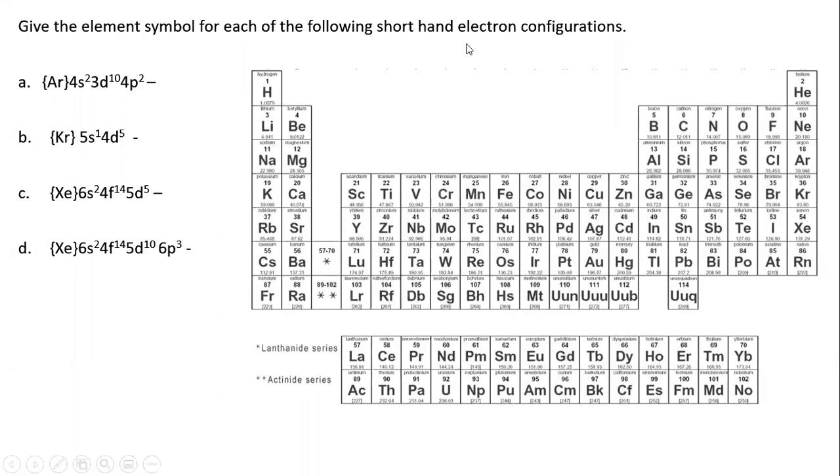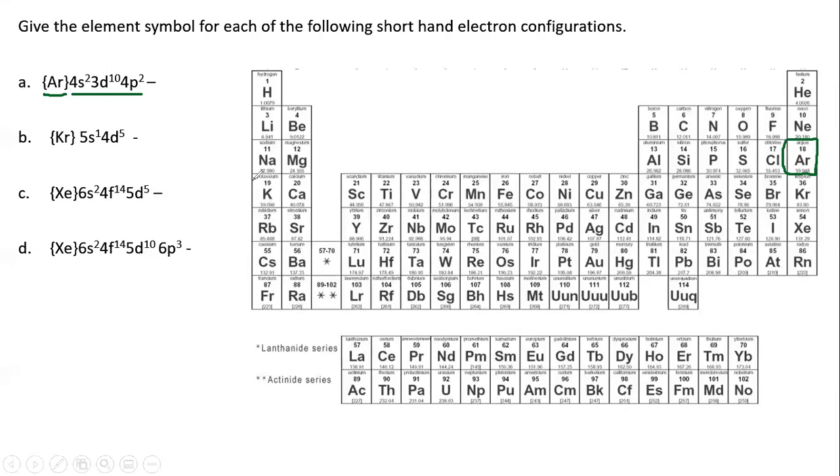And so shorthand electron configuration is a way we use to describe the electron configuration of elements. The shorthand electron configuration includes the preceding noble gas and then the important configuration for that particular element. So here, for A, we have argon as the preceding noble gas. So argon is right here.